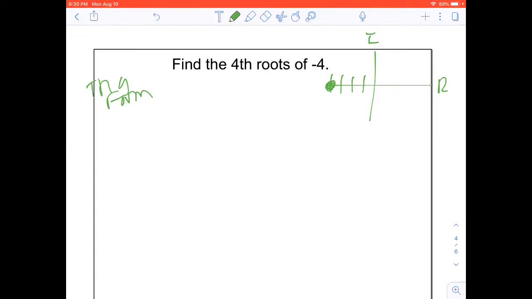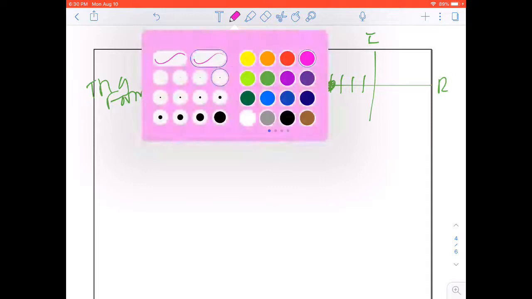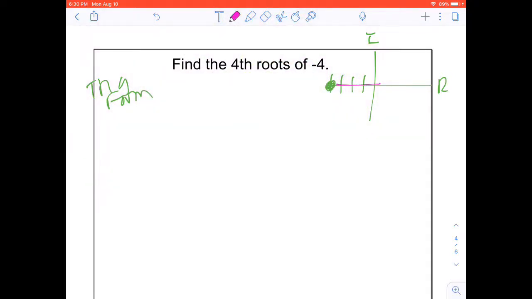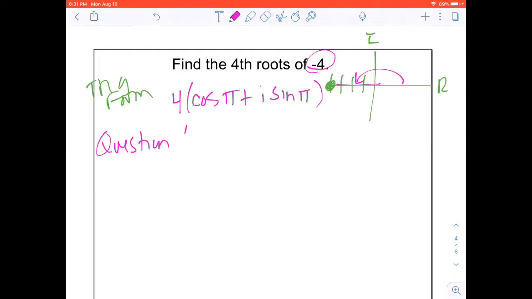So in trig form, what is my modulus? Well, your modulus is your absolute value from 0. So that is 4 units. And what is this angle? That angle is pi. All right, so 4 cosine pi plus i sine pi. All this is a way of writing negative 4 in trig form. All right, moving on. The question wants you to find the fourth roots of 4 cosine pi plus i sine pi.